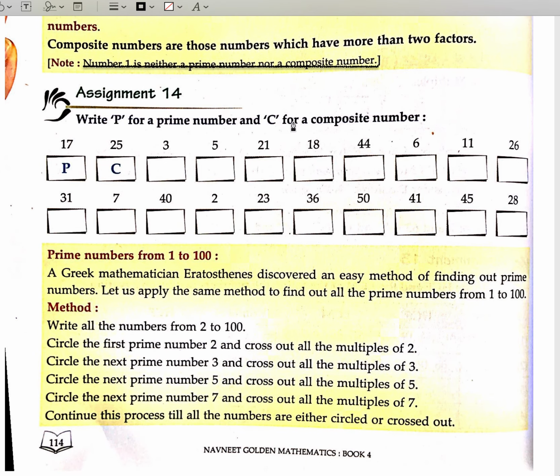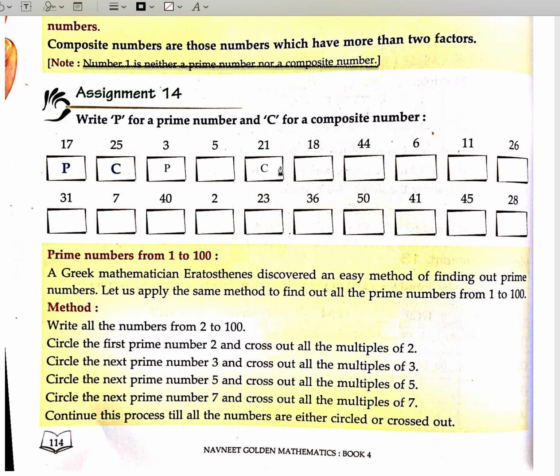Write P for prime and C for composite. So 17 is a prime number, 25 is a composite number, 3 is a prime number, 21 is a composite number. It is composite because it has other factors such as 3 and 7.